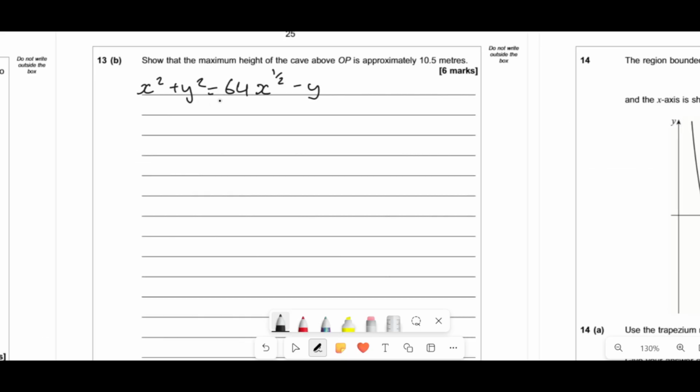It's the same as differentiating normally. All you do is stick a dy by dx in every single differentiation that you do on a y. So for example here, it would be 2x plus 2y dy by dx equals, a half of 64 is 32x to the minus a half, minus 1 dy by dx.